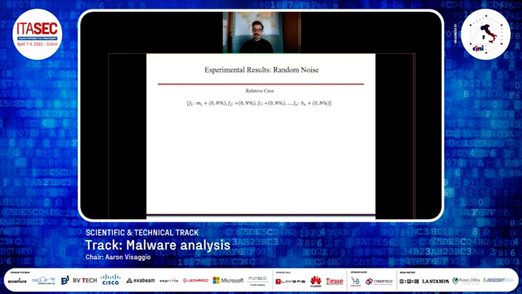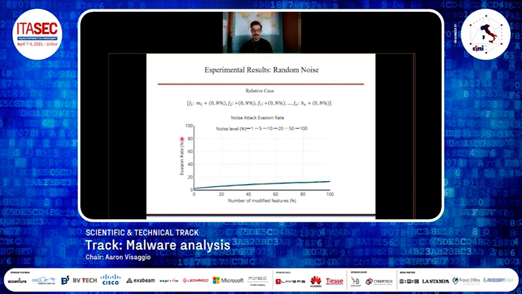The second way is the relative case. In this case, n% represents the maximum noise level with respect to the original value of that feature. So we increase each malicious feature with a random value between 0 and n% of the original value of that feature. As we can see in the image, in this case, the evasion rate is really low. This is because the majority of the features have a 0 value, so we are actually performing a very low number of manipulations.